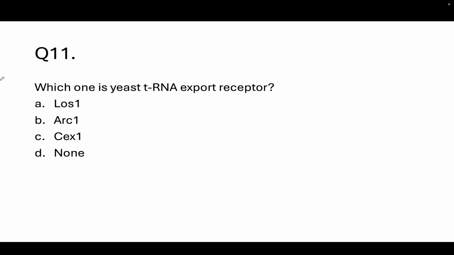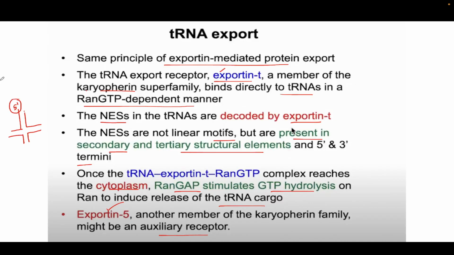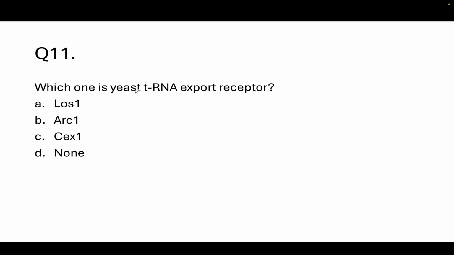Here is your next question. Which one is tRNA export receptor? We are just talking about the eukaryotic tRNA export, and which one is the tRNA export receptor? LOS1, ARC1, CEX1 or none? In case of earlier, it is exportin T. Okay, now what is it?